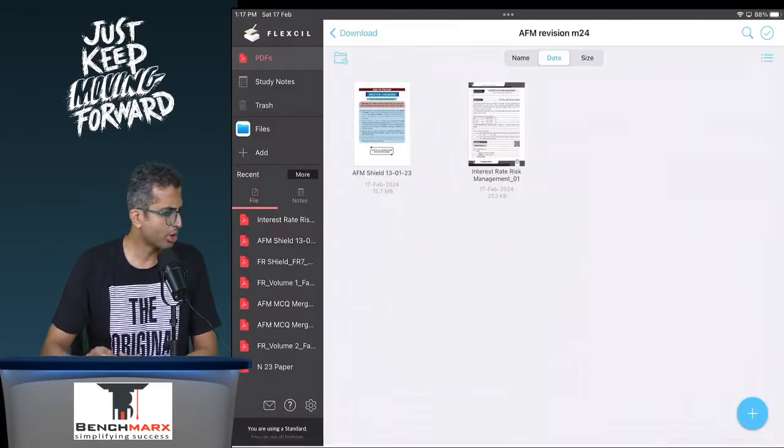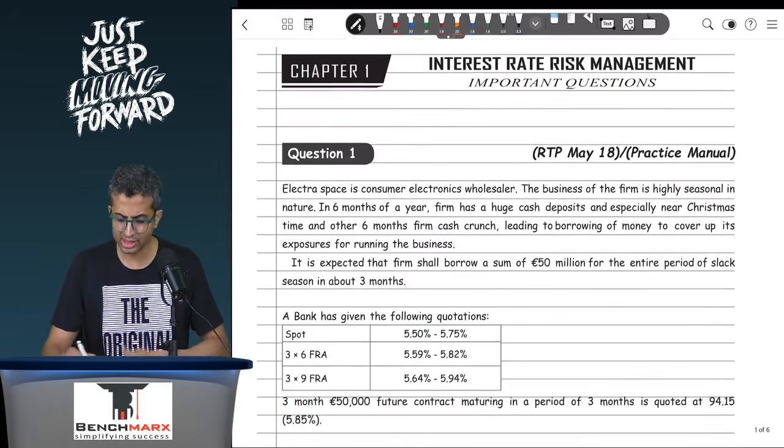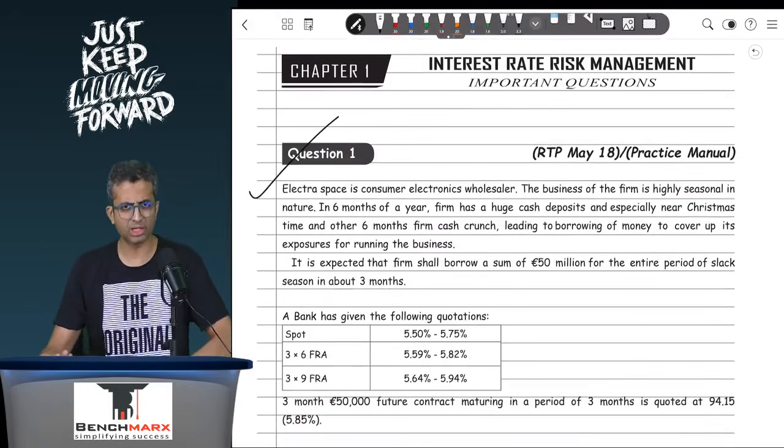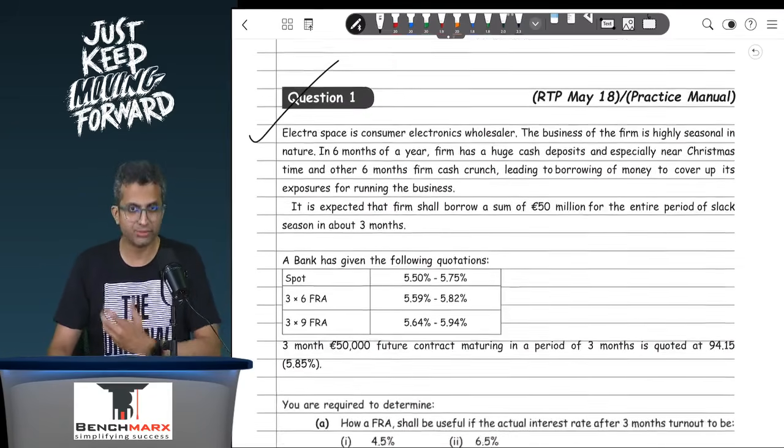Okay, so what we will try to do is address a question on this. So this is question number 1. It is also there in your study material if you don't have this handy. Otherwise, this is question 5 in our books. So let us review this.